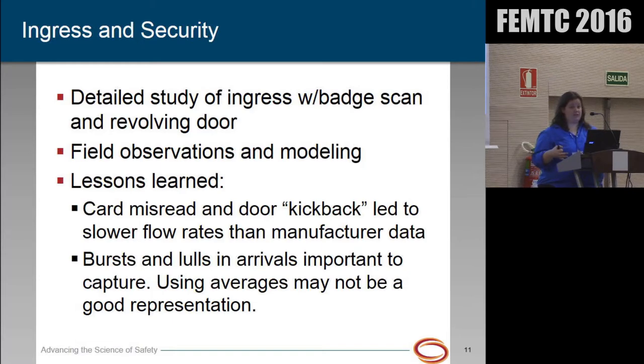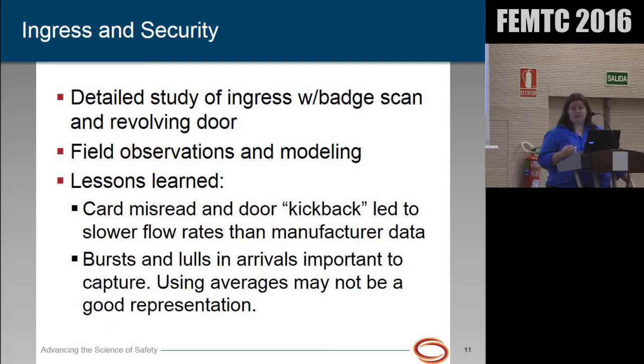Fortunately, we were able to go out to the existing building that they were looking to install these new scanners in and get information on arrival rates, which turned out to be very important because due to the proximity of this building to public transport, both the subway and the bus, we found that the arrival rates were not constant, and there were often rush bursts that played a significant role in the congestion that we saw.